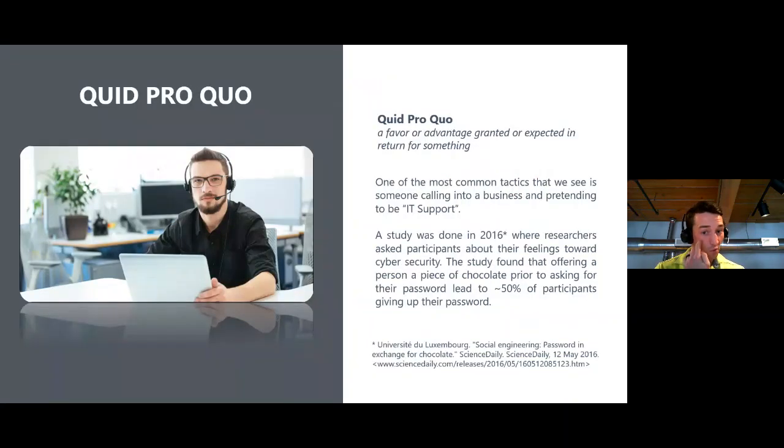Next, we can talk about quid pro quo. So again, this is really just saying a favor for a favor. One of the big ones we see is if somebody calls a business and says, hey, I'm with IT support. We saw that you had a virus on your computer. Could you get me logged into your machine and let's take a look. We'll get it fixed up. And obviously, because this person is offering to help us out, we think, oh yeah, definitely. And we'd let them into the computer.